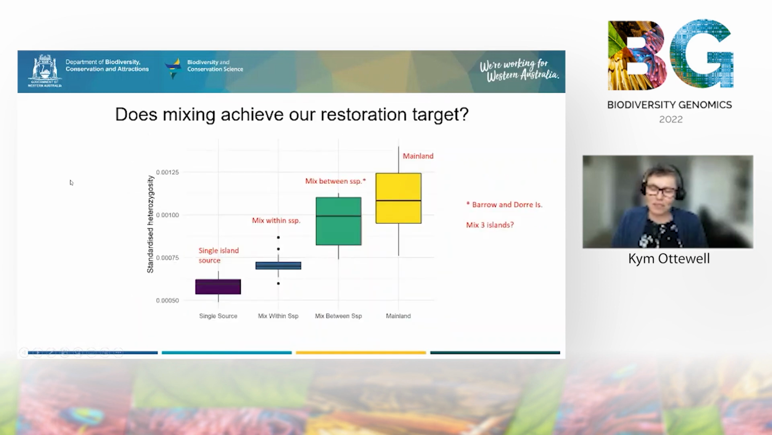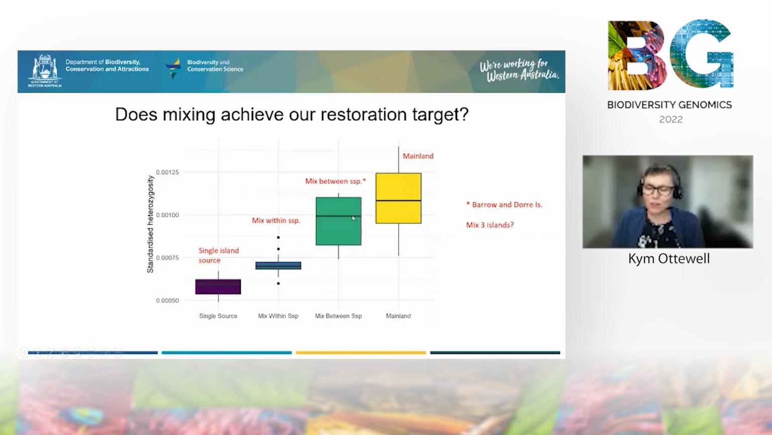So switching back to the exon data, exon capture data, where we do have that mainland target, does mixing actually get us anywhere towards our genetic restoration target? So we can see mixing within subspecies gets us somewhere there, but mixing between the more divergent Barrow Island and Dorey Island sources in the Matterhorn reintroduction, that gets us closer to our mainland target.